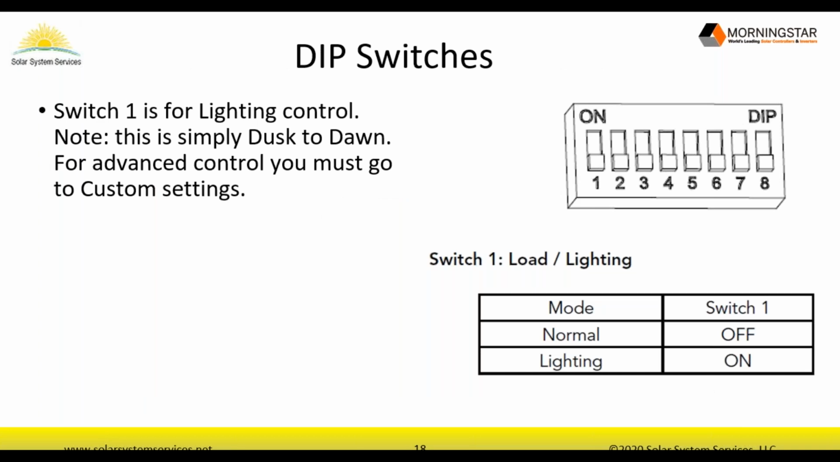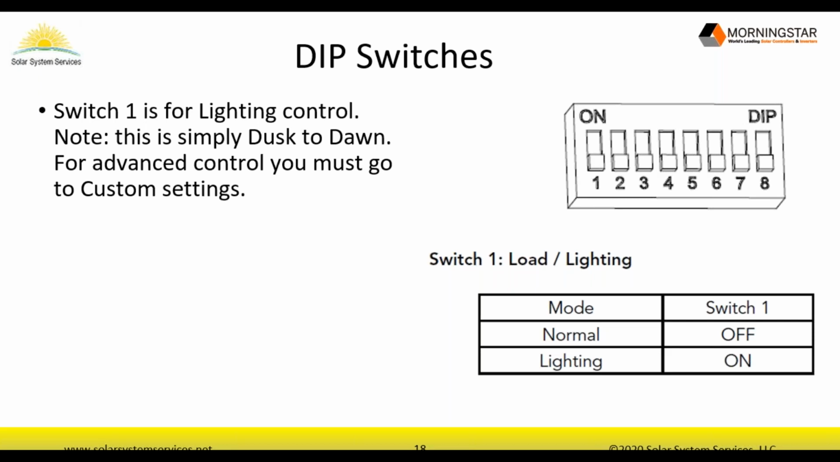Okay, the dip switch settings are the same for both the MPPT and the PWM, except for dip switch 8. And I'll cover that when we get to dip switch 8, but I'll go through them in detail. There are 8 dip switches in total. Okay, and dip switch 1 is for whether you want lighting control or not. If it's off, you're just doing normal load control. If you turn it on, then we're lighting control, and that's simply just dusk to dawn. Again, if you want a more advanced lighting control, that's one of the custom advanced features I'll talk about in a little bit.